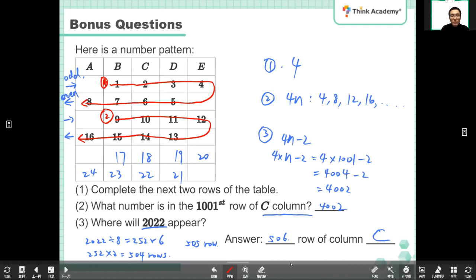So 2022 divided by 8 gives us 252. This is the number of complete cycles we've finished, not the row number. For the row number, because we have 2 rows, odd, even, first, second, in each cycle, we multiply by 2. By the time we finish 252 cycles, we will also have finished 252 times 2, which is 504 rows. Okay.